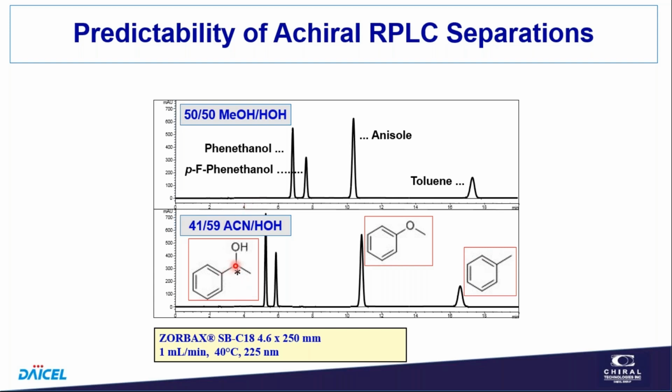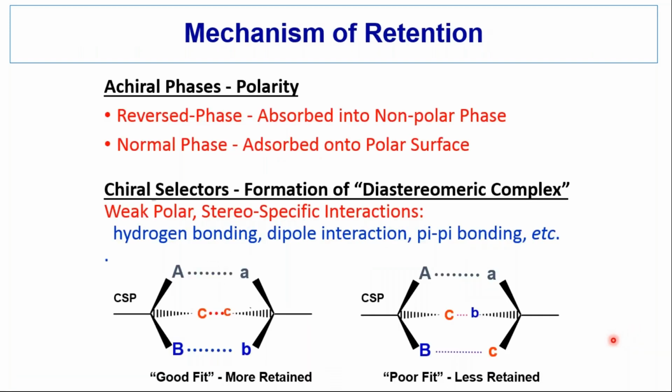Notice both of these compounds have a stereogenic or chiral center, so either the parafluorophenethanol or phenethanol itself are enantiomers that are not resolved. We have an achiral column, so we're not going to get any difference in behavior for the enantiomers on that column. To get separation of chiral compounds, we need to use a chiral stationary phase. So the interactions of the analyte with the stationary phase, instead of being bulk properties, are generally stereoselective or stereospecific interactions. They're generally weak polar interactions, so hydrogen bonding, dipole-dipole interactions, pi-pi bonding, etc.